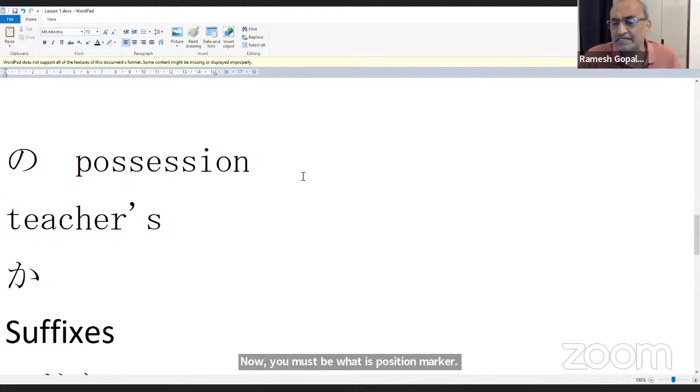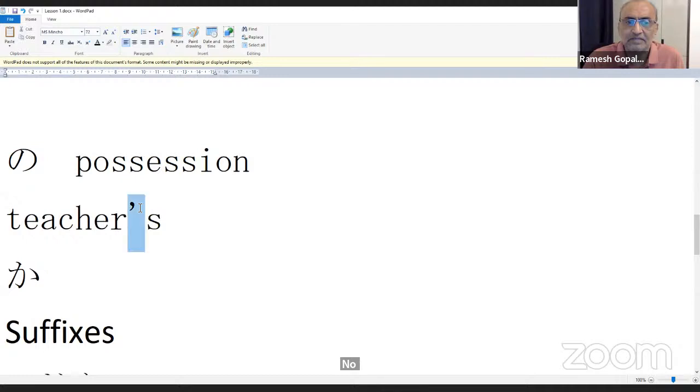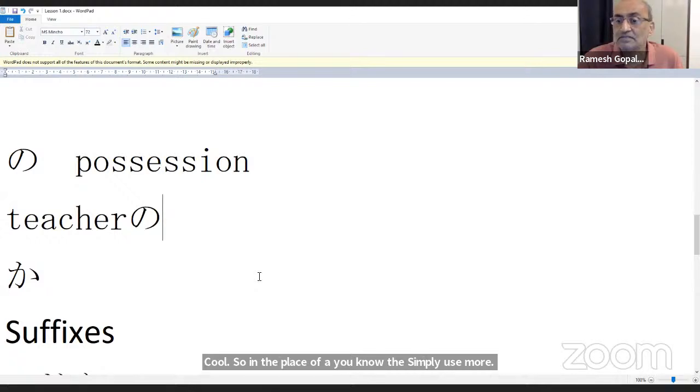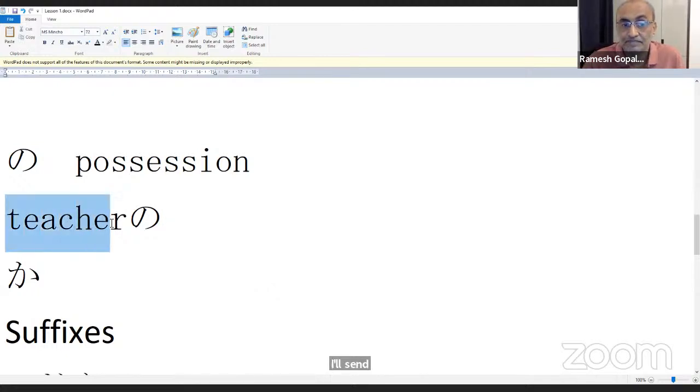Don't we use teacher's? What does it mean? Teacher's means it belongs to the teacher. You know what we use here? Apostrophe. So in the place of that apostrophe, simply use no. Teacher no means what? Or sensei no means what? Something belonging to the teacher. Teacher's. Okay. Watashi is I. What is watashi no? Mine. Watashi no, mine.